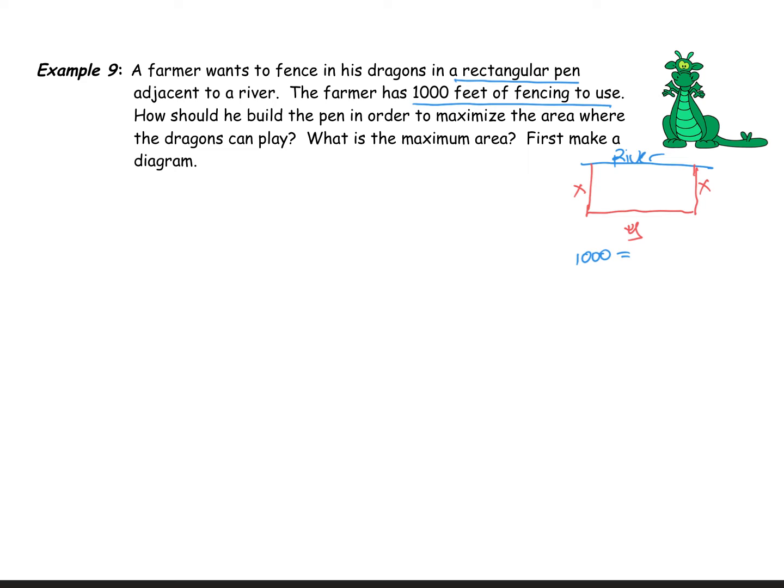Okay, so 1,000 has to equal 2x plus y. That's the constraint. In this case, it's almost like a perimeter. I'll call it P. And the area of the rectangle, that's what we want to maximize, is going to be x times y. That's the area of the pen.